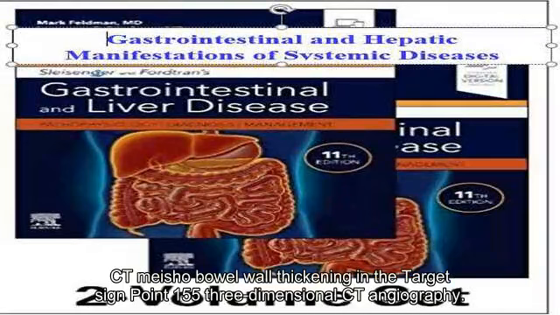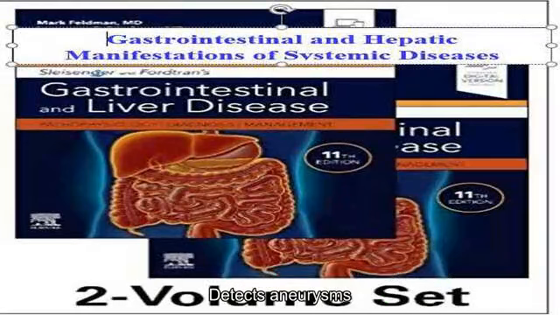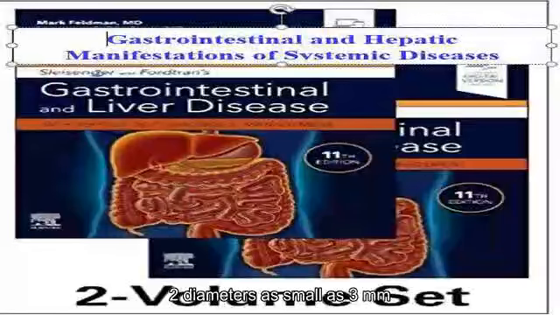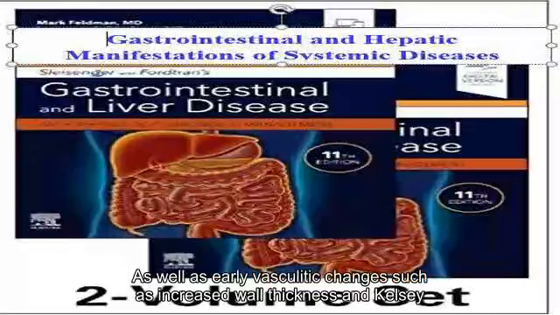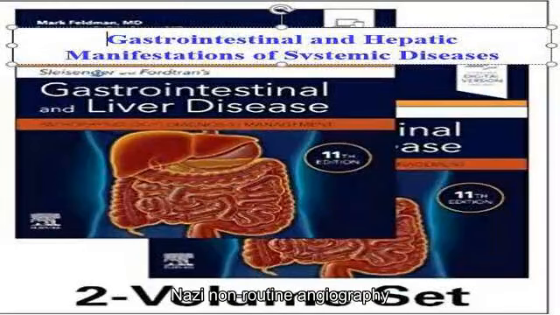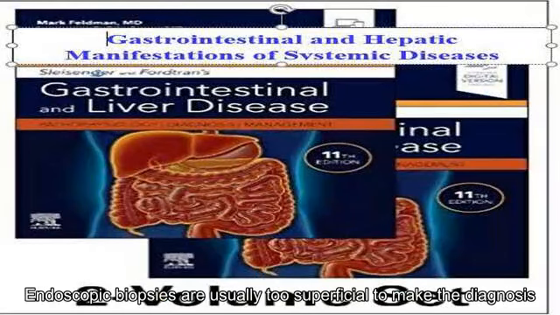Three-dimensional CT angiography detects aneurysms with diameters as small as 3 mm, as well as early vasculitic changes such as increased wall thickness and calcification, not seen on routine angiography. Biopsy sites include skin lesions, sural nerve, and muscle. Endoscopic biopsies are usually too superficial to make the diagnosis.